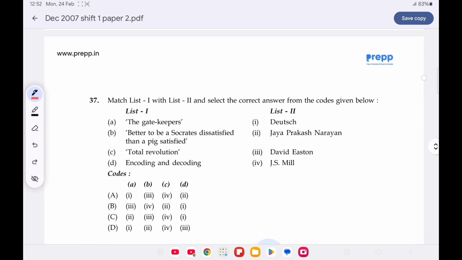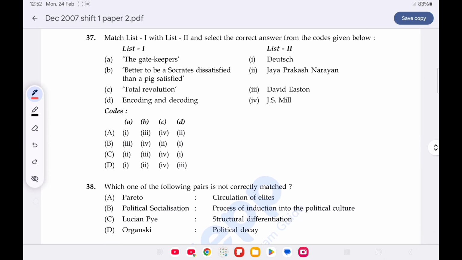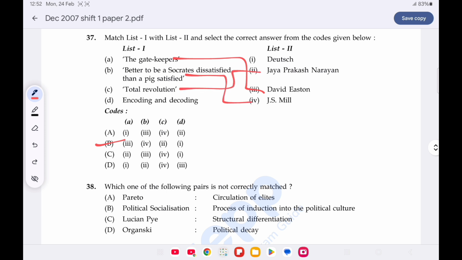Match list 1 with list 2. Option B is correct. The Gatekeeper, David Easton; Better to be a Socrates dissatisfied than a pig satisfied, by J.S. Mill; Total Revolution, Jayaprakash Narayan; Encoding and Decoding, Karl Deutsch. Question number 38.